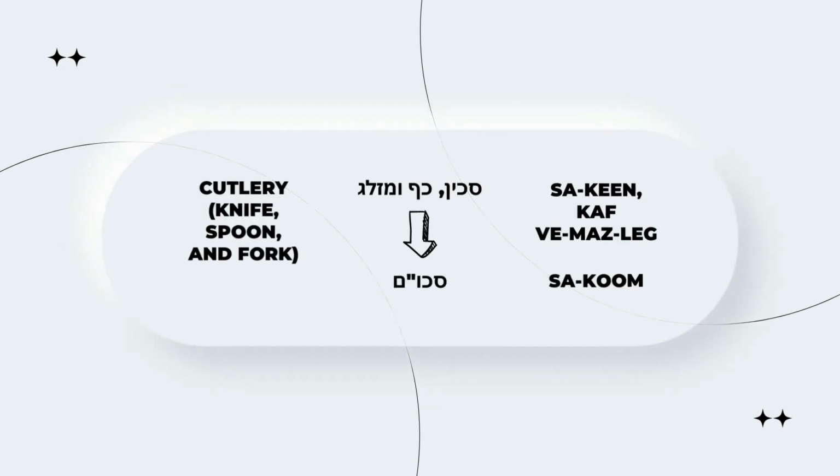Sakum, abbreviation for cutlery, composed of sakin, knife, kaf, spoon, and mazleg, fork, which is how you would ask for some cutlery in Israel. Unlike other examples, this one is said in its abbreviated form only. Can I have some cutlery, please? Would be efshar sakum bevakasha.